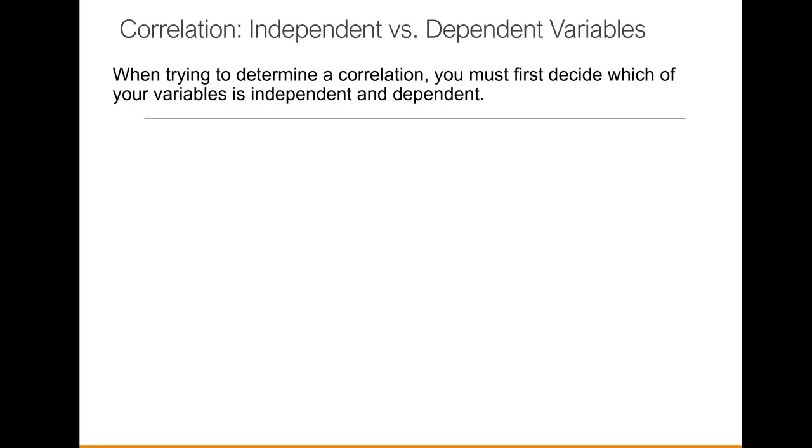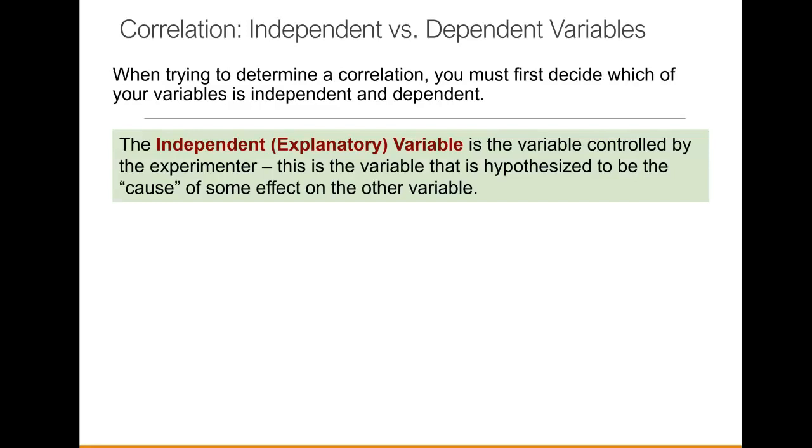So when we try to determine a type of correlation, or determine the level of correlation, you first have to decide what variable is going to act as an independent variable and which variable should act as a dependent variable. So the independent variable is the variable controlled by the experimenter. It's the variable that is hypothesized to be the cause of some effect on the other variable.